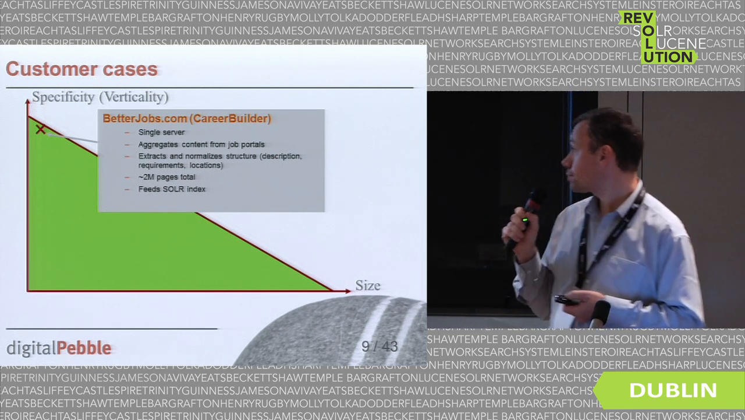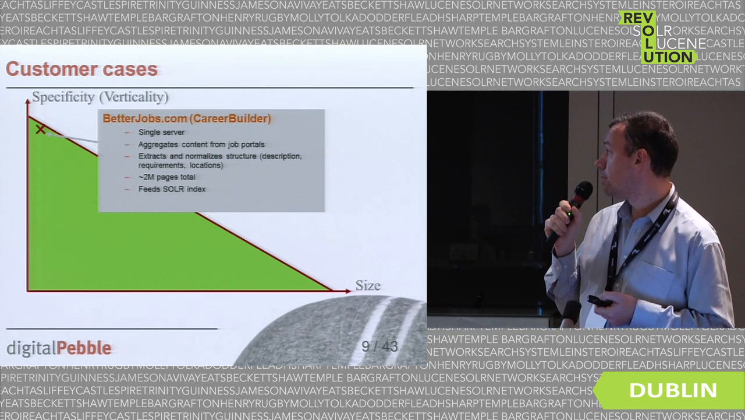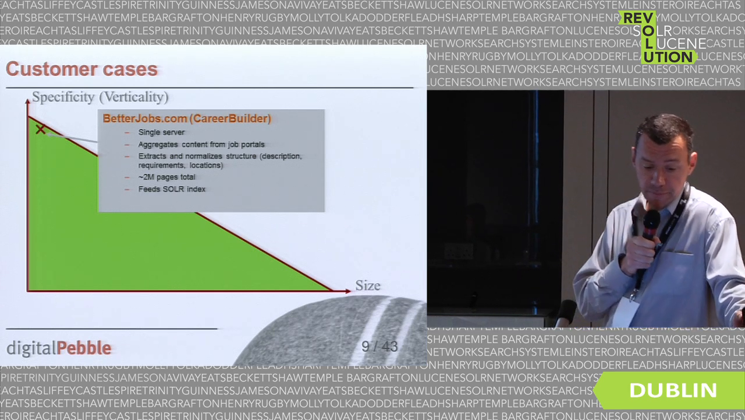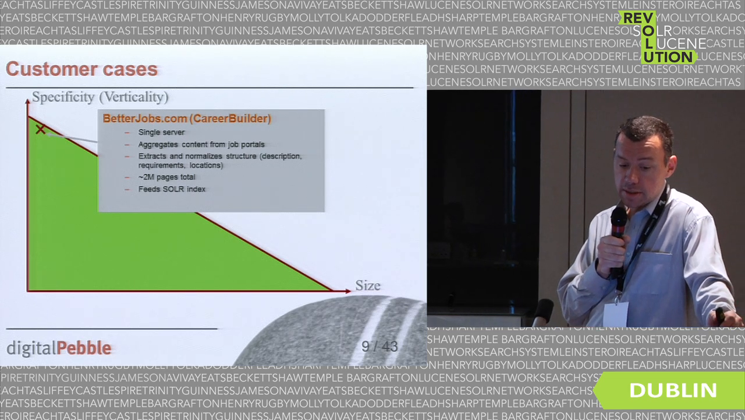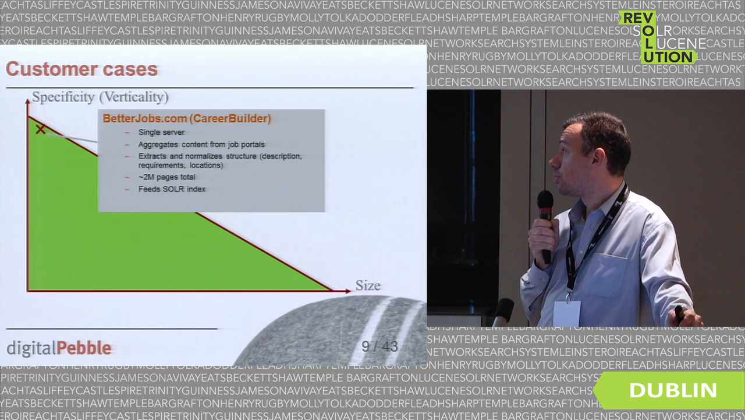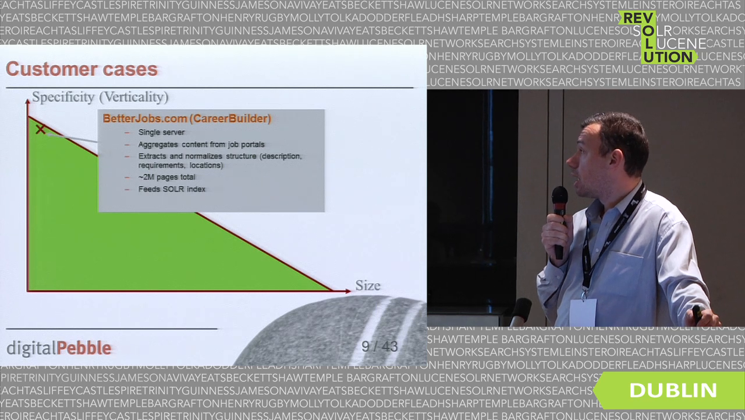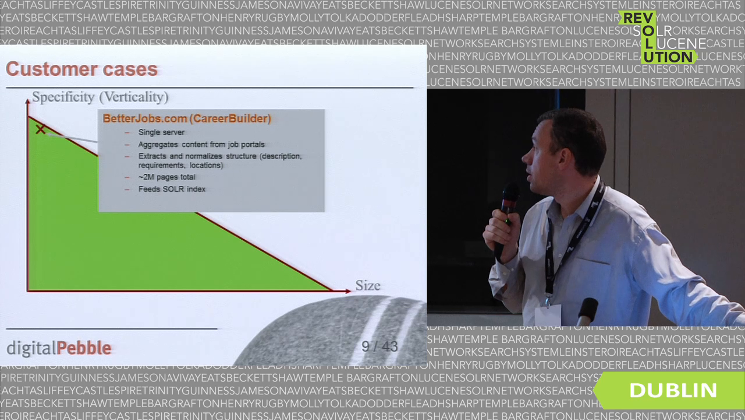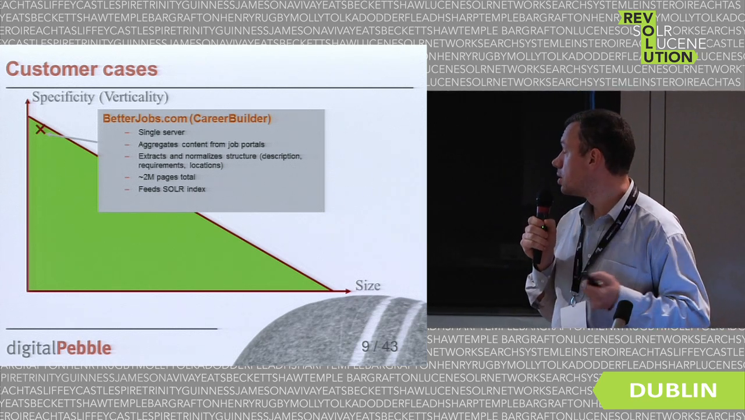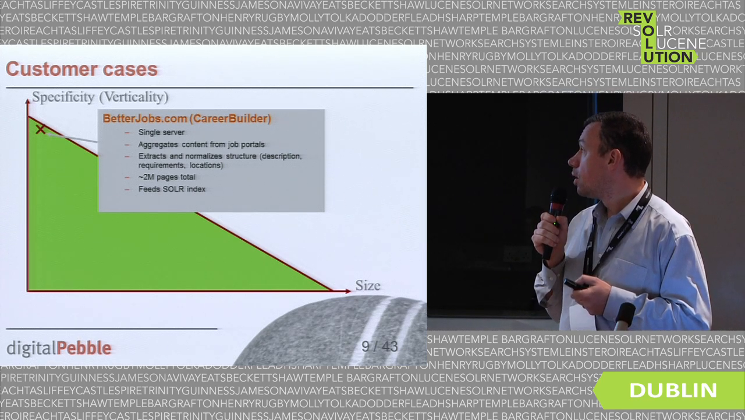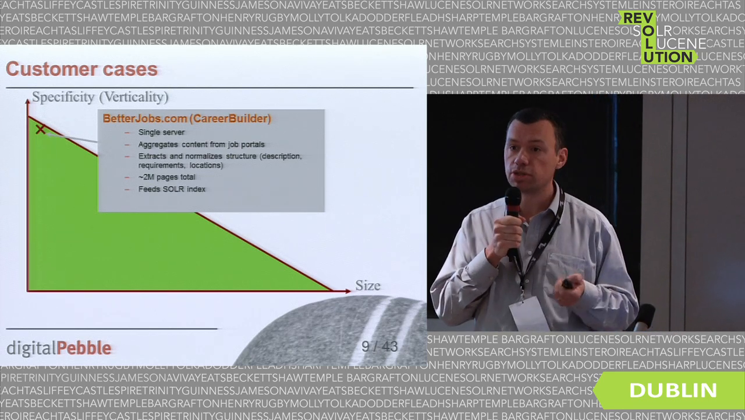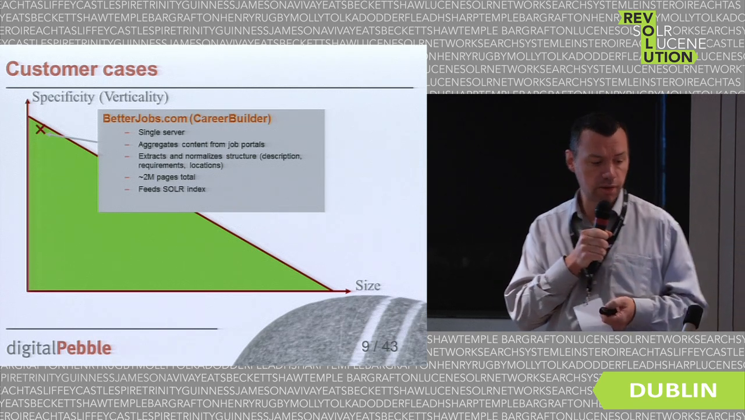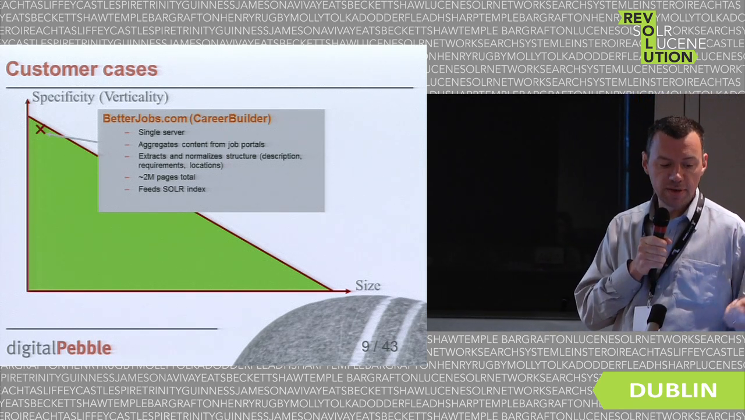It's part of a group called Career Builder. For these guys, we have a crawl running on a single server, and we just aggregate content from various job portals, and we extract and normalize the structure of these job adverts. So we extract the description, the requirements, the location, and quite a few other things. And of course, the way this information is represented varies a lot from one portal to the other. So it's a very specific application.